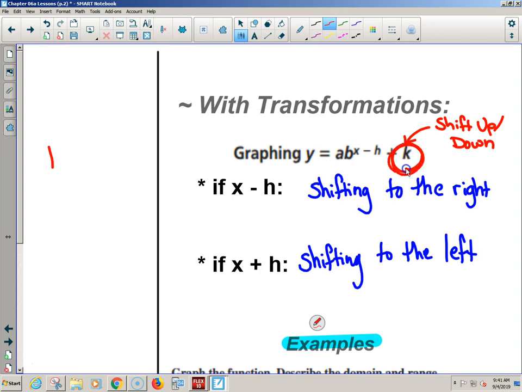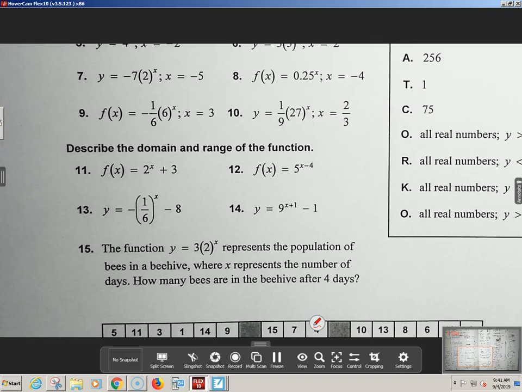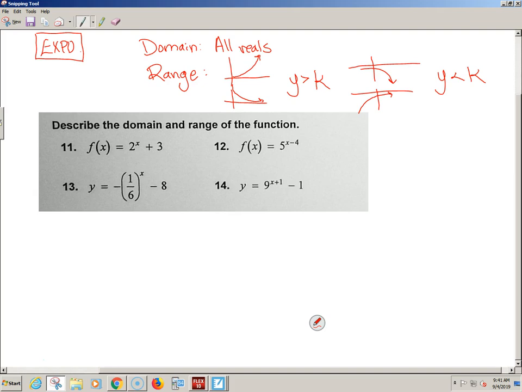So for range, either y is greater than k if it's above the axis, or y is less than k if it's below. Can we check out these graphs and see if we can help each other figure out what's what? In this one, k is 3, right guys? What's k in this one? Good, but careful, there's that negative, the minus sign in front. What's k in this one? What's k in that one? Negative 4 is up here in the h spot.